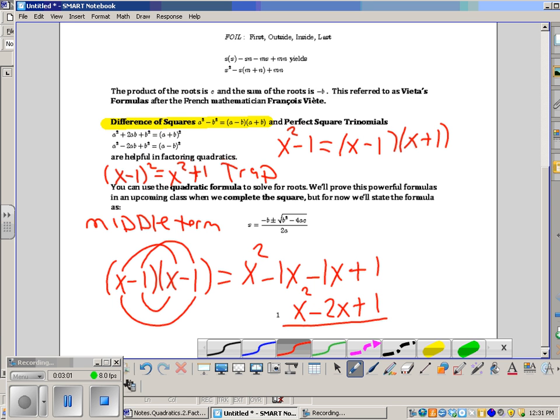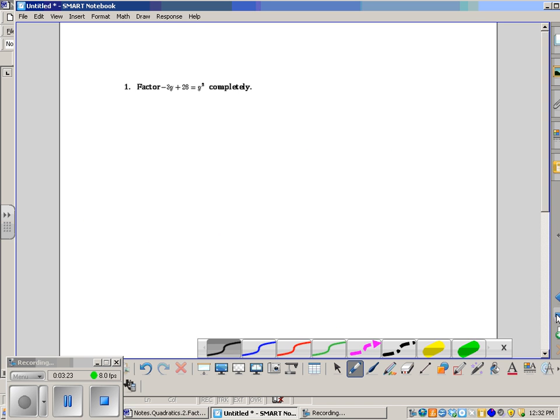Please, I will be heartbroken if you do on an assessment in our class, let alone the MCAS, the SATs, SAT2s. Just difference of squares, very important. It's almost as important, maybe probably more important than the vertical and horizontal lines. That's another classic trap.